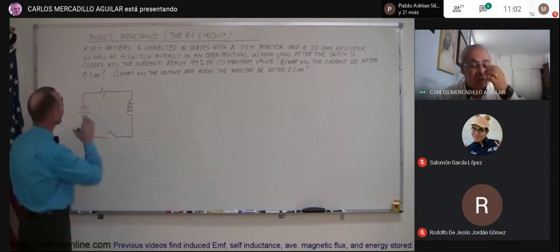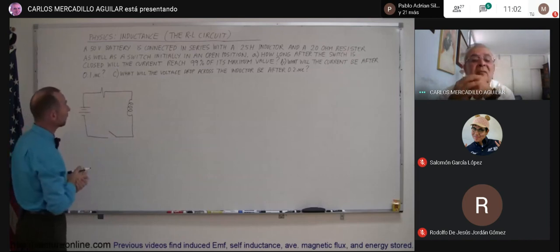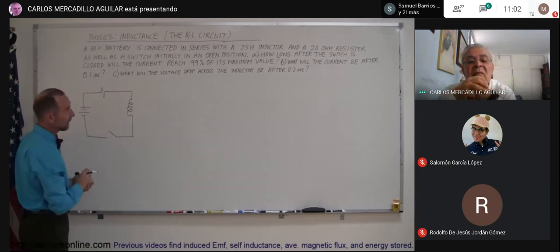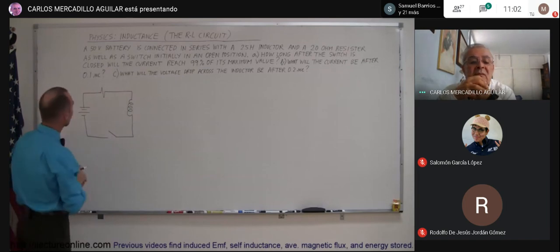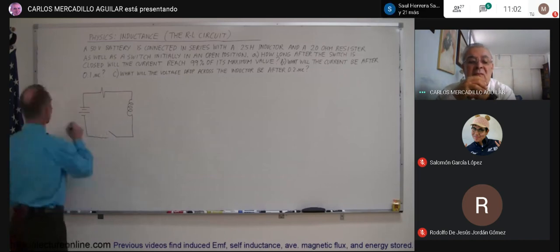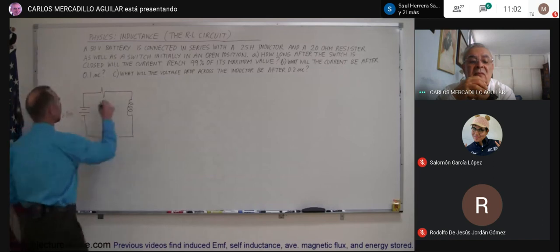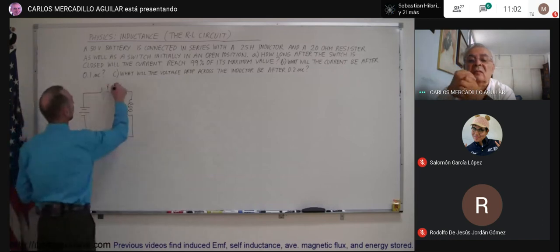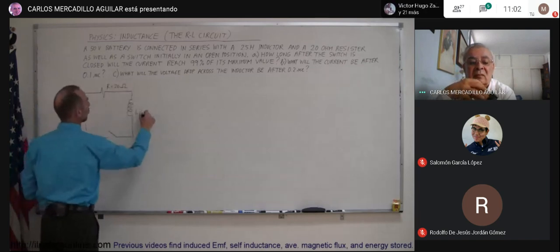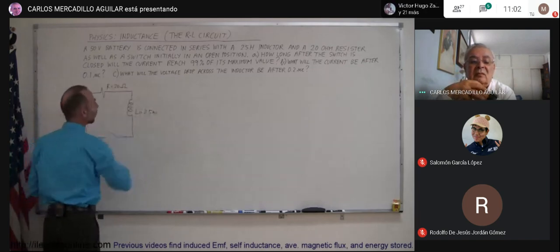In our particular example, it says that we have a 50-volt battery that's connected in series with a 0.25 Henry inductor and a 20 ohm resistor, as well as a switch initially in an open position. There we go. Let's plug in the numbers that we have. The voltage here is equal to 50 volts. The resistance here is equal to 20 ohms. The inductance here, L, is equal to 2.5 Henries, and the open switch.